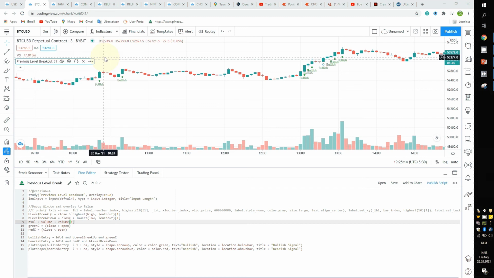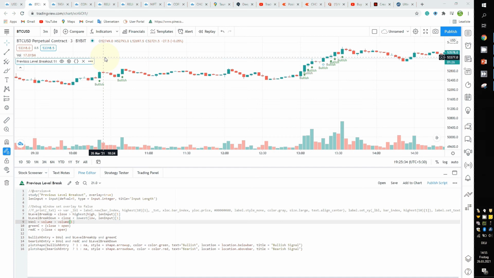Hello guys, welcome back. So in this tutorial I would like to show you another strategy that we can implement in TradingView using Pine editor or Pine script. And the strategy is basically level breakout, or it's a price action strategy.